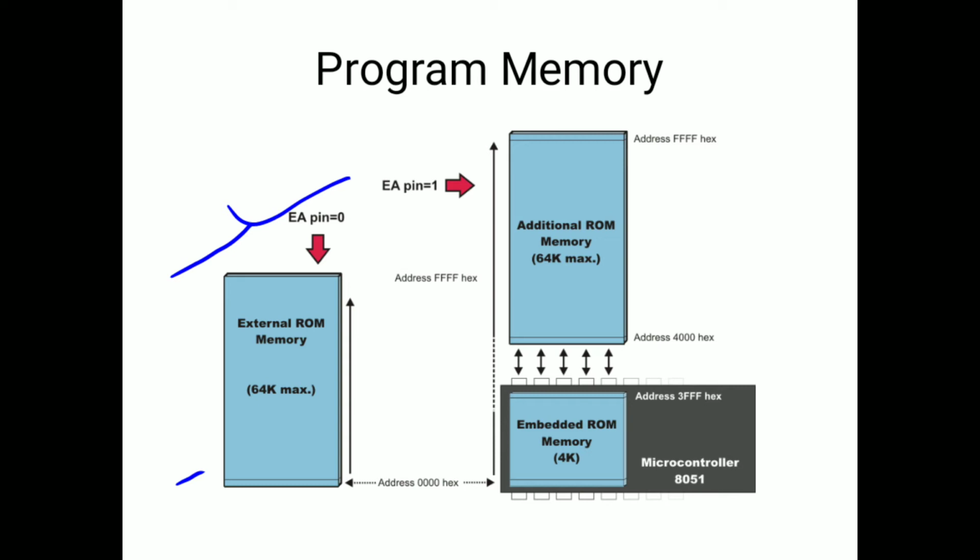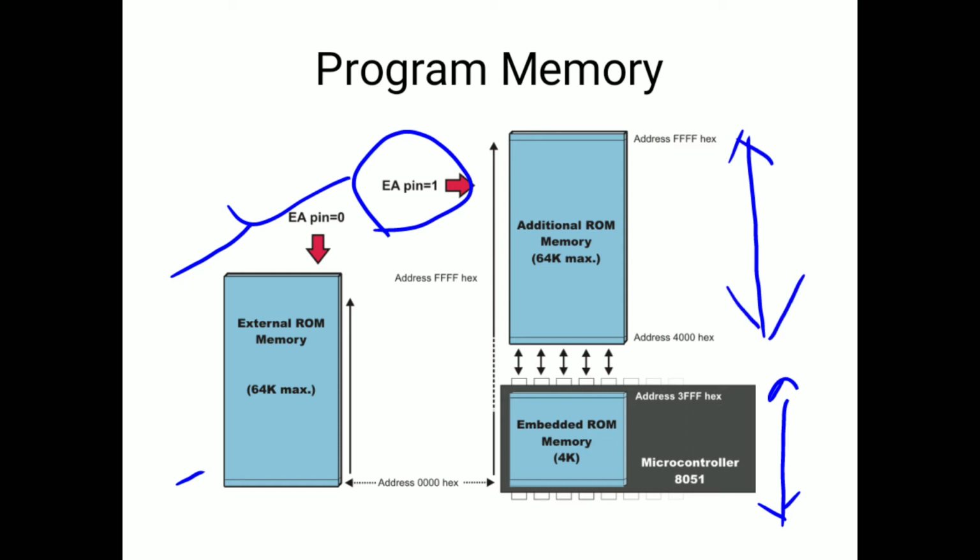All the 64K memory addresses will be used here. Now if we connect this pin as 1, then we can use 0 to 4K internal memory, and after that we can use the external memory. So a total of 64K memory we can use: internal memory 4K and 60K external memory. So if the EA pin is 1, then we can use internal and external memory both. If it is 0, then we can only use the external memory.